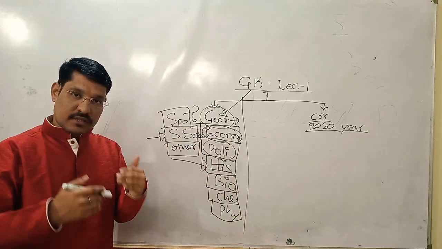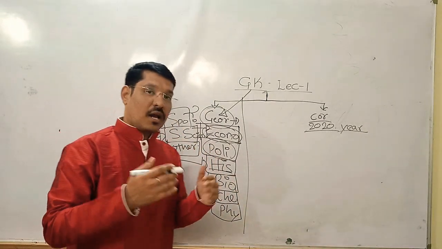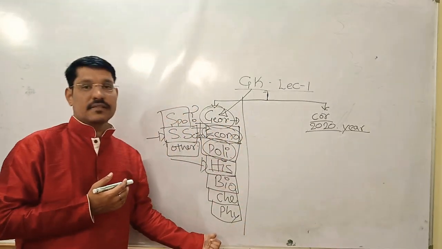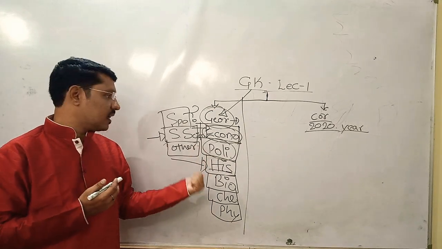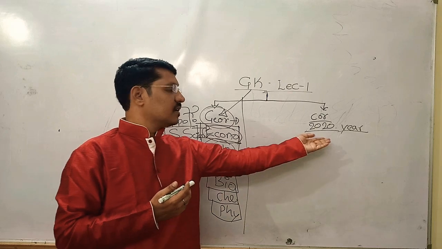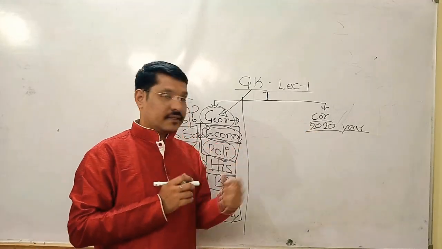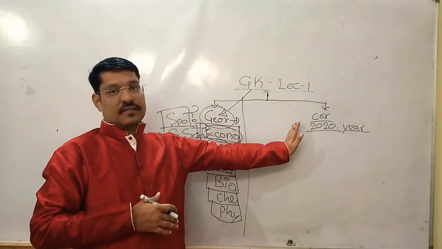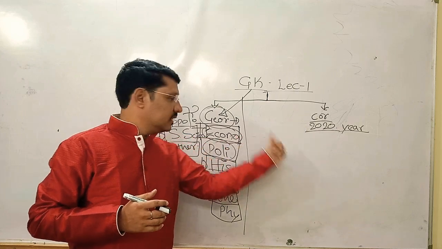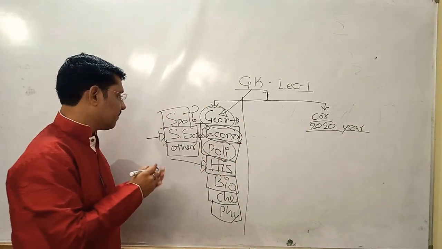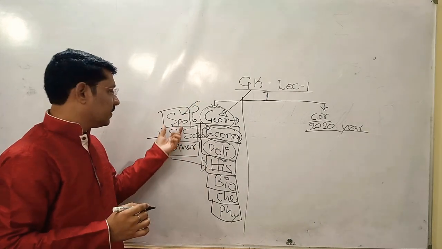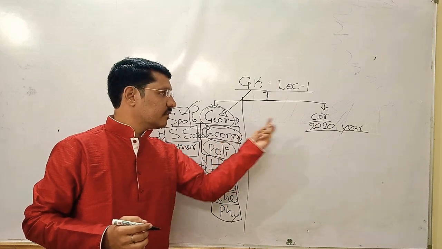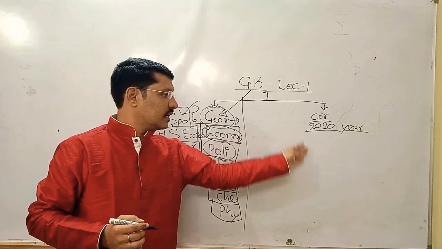Current GK means what is going on right now, the events under any of these subjects, or any changes under these subjects. Current GK means simple things: what is the update of the subject, what is going on right now. For example, if sports is going on right now, which sport is going on, who is the winner, who is the loser, or any kind of information will be asked in current GK.